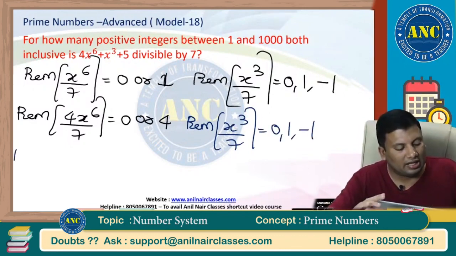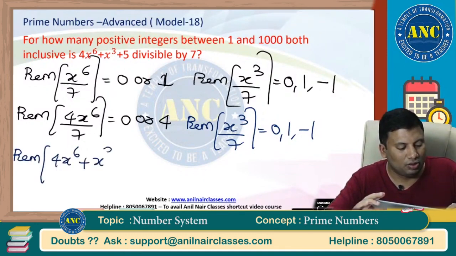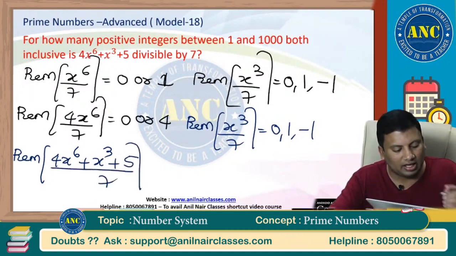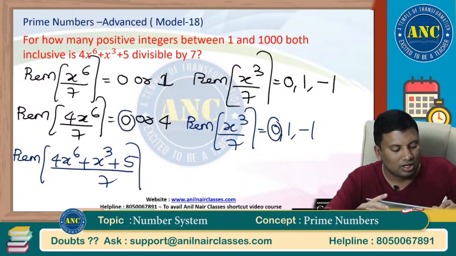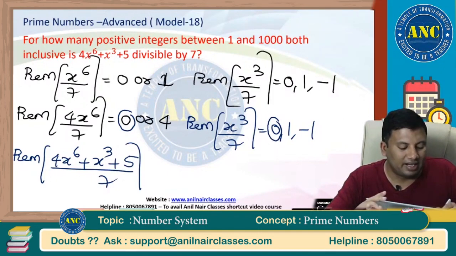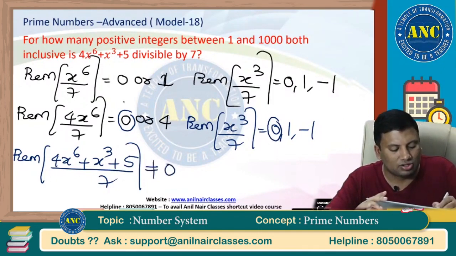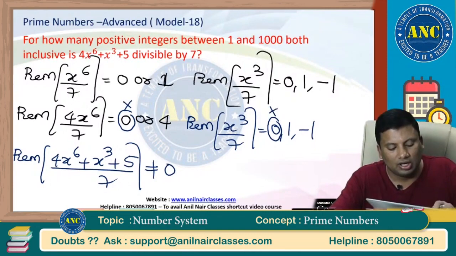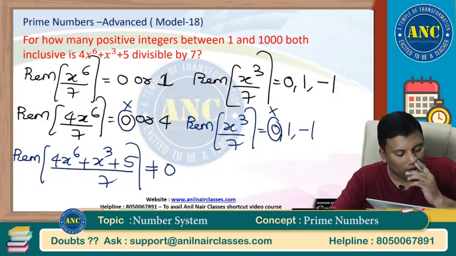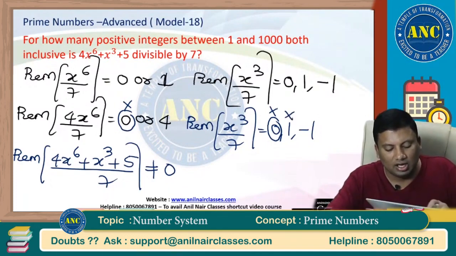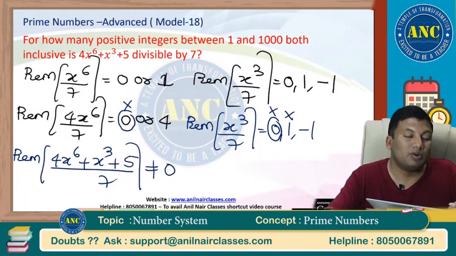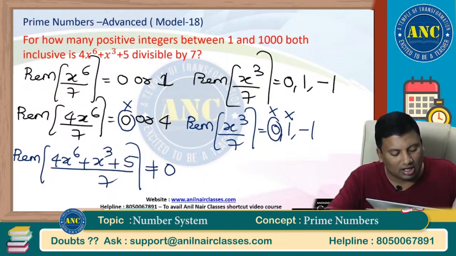Now if you add them, 4x power 6 plus x cube plus 5 when divided by 7, are you getting remainder 0 anywhere? First case 0: 0 plus 0, 0. 0 plus 5, 5. 5 divided by 7 is not equivalent to 0. This case not possible. 0 plus 1, 1. 1 plus 5, 6. 6 is not divisible by 7. This case out. 0 minus 1. Minus 1 plus 5, 4. 4 is not divisible by 7.